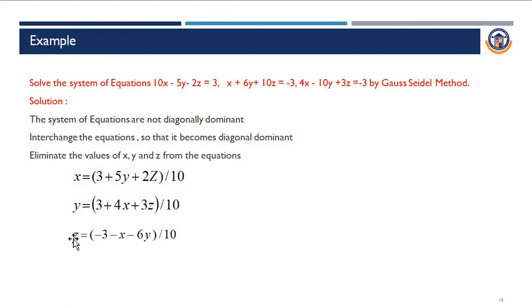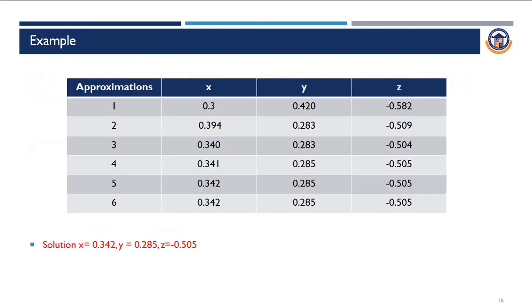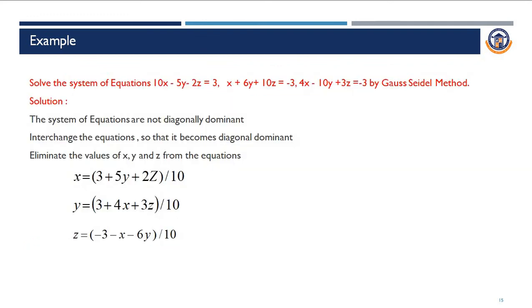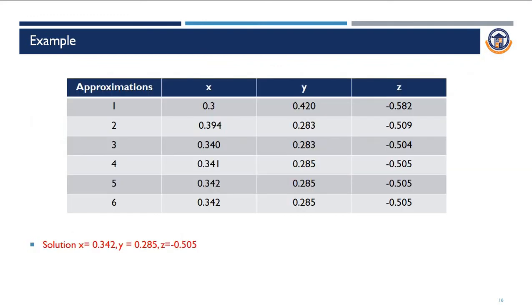From the third equation, I get z like this. Now with this, I am going to make some assumptions. The initial assumption is y power 0 and z power 0 as 0. This is the one thing different from the Gauss-Jacobi method. So the initial approximation is y power 0 and z power 0 as 0. Now taking those as 0, I can calculate x as 0.3.